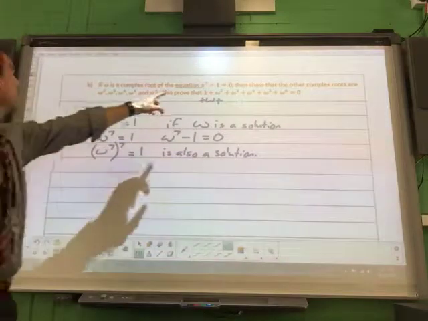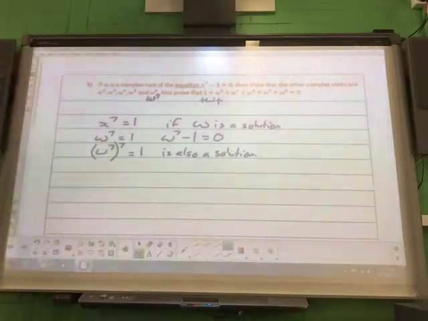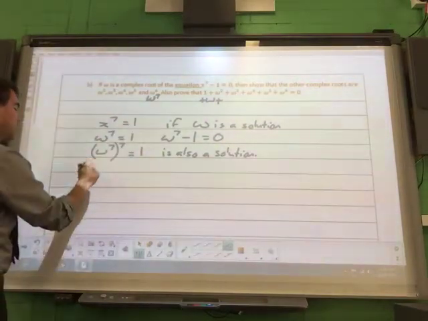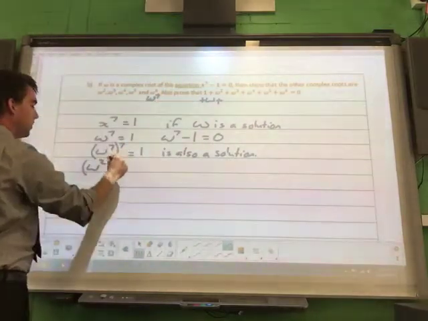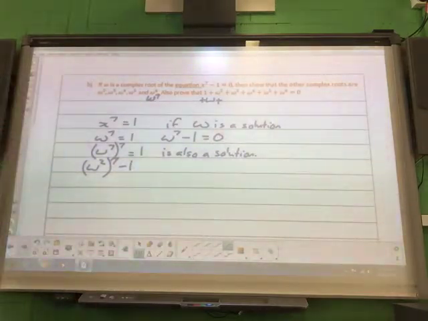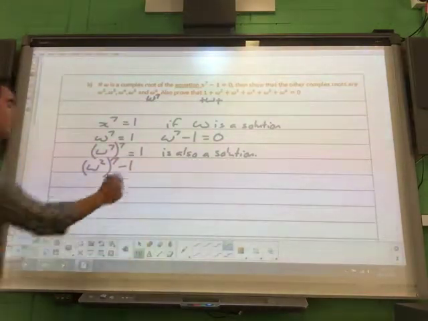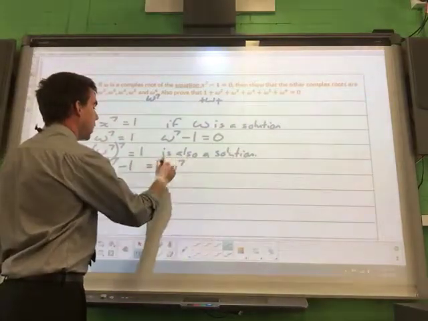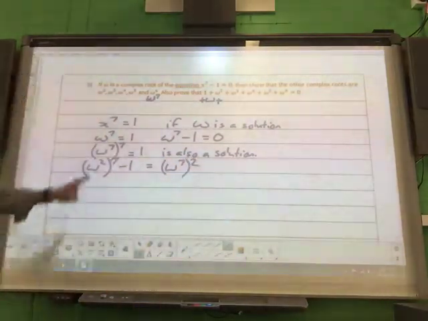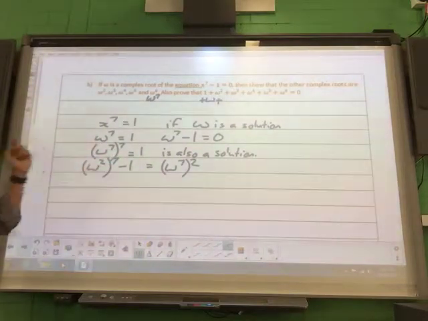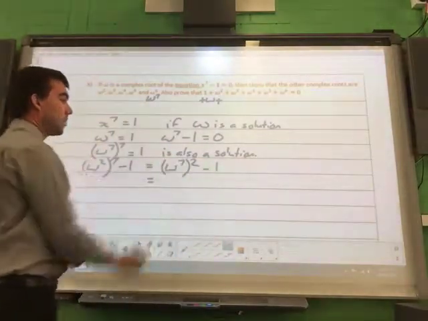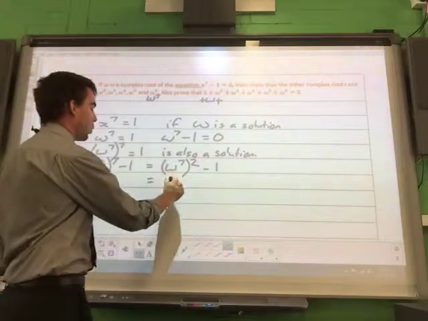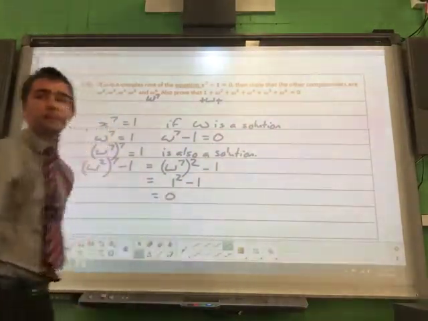Now I need to show that omega squared, omega cubed, and so forth are also roots. Let's start with omega squared. If we substitute that into this equation, take away 1, this equals, using your index laws, omega to the power of 7 squared, because you're multiplying the powers. Take away 1. The omega to the power of 7 that we've already established is 1. So 1 squared, take away 1, which is 0.